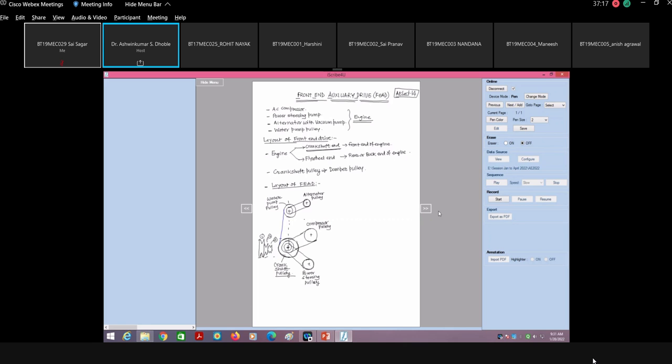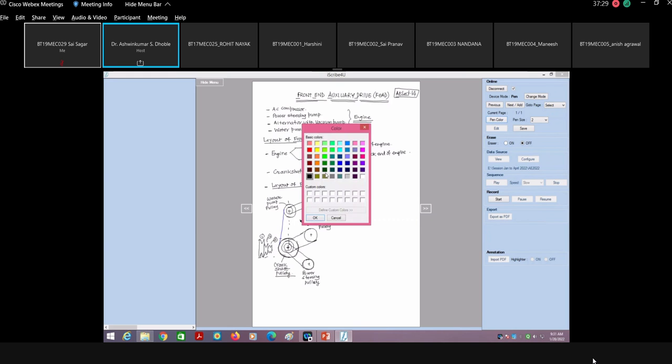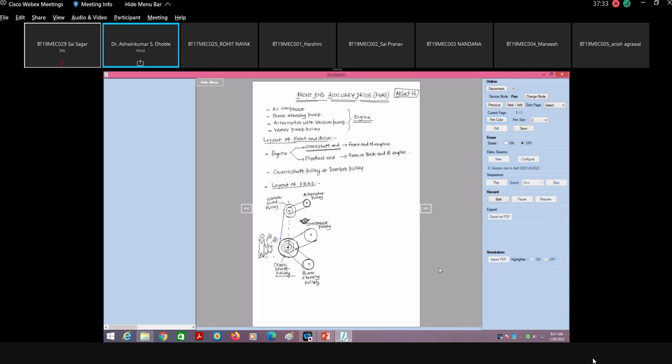So here you can have, I forgot to draw this tensioner which is fitted in the ladder slot. So sir, one minute sir, until then, think about what problem there could be in this.